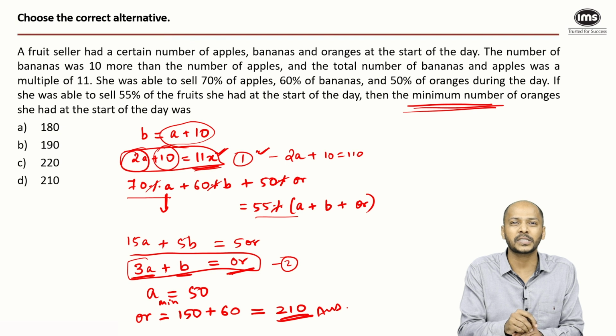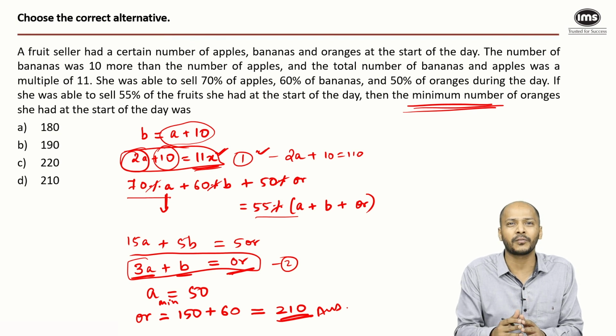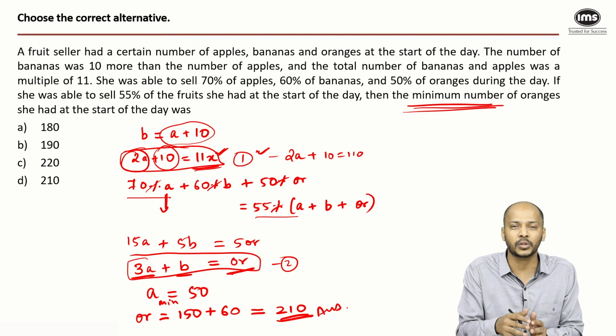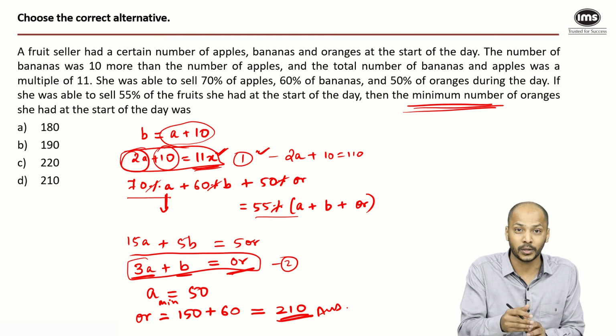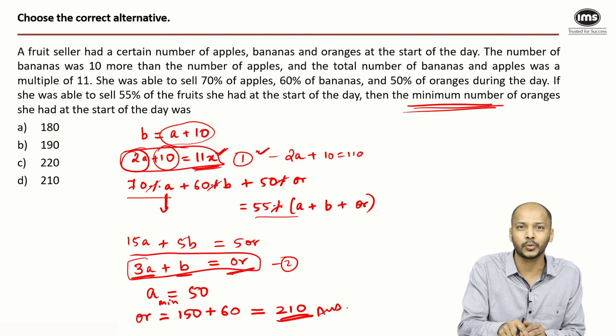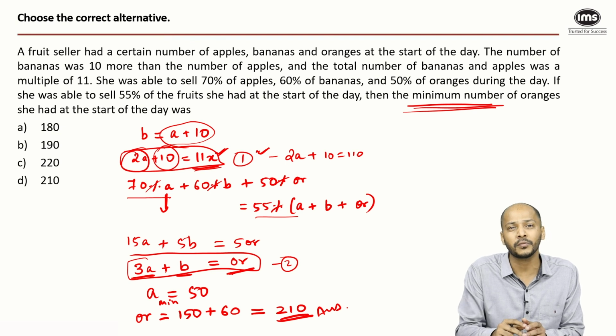Mark this question for later, and at the end of the section, if you still have time left, you can come back to this question and try brainstorming and getting to a point where it clicks to you that A or these numbers should be multiples of 10.